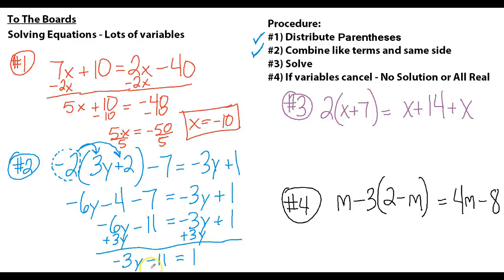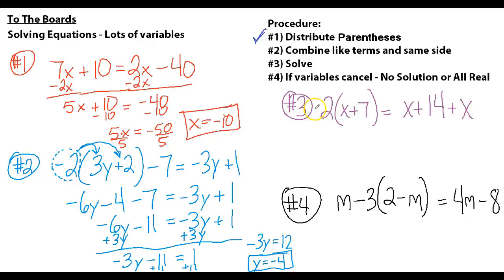I'm running out of room here, but I think we'll be all right. I need to get the y by itself, so I'm going to do a plus 11 to both sides. When I do that, I get negative 3y equals 12. And then we'll divide by negative 3 to get our final answer, which is negative 4. Okay, great.